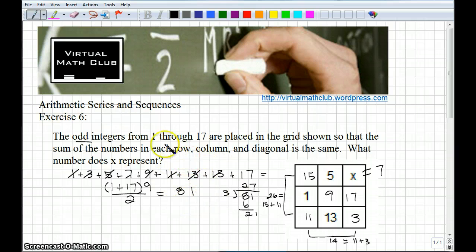So the main point of including this problem with the arithmetic series and sequences is that we can use our formula for the sum of an arithmetic sequence in order to find out the total of all the numbers and divide that by however many rows and columns there are, and that'll help us figure out this problem. But the answer to this is x equals 7.